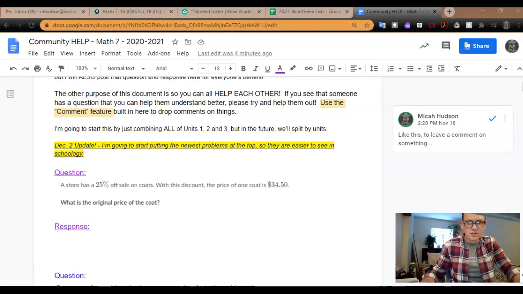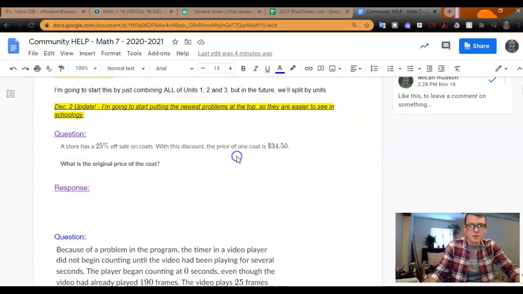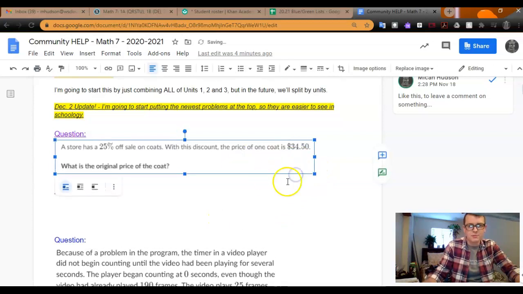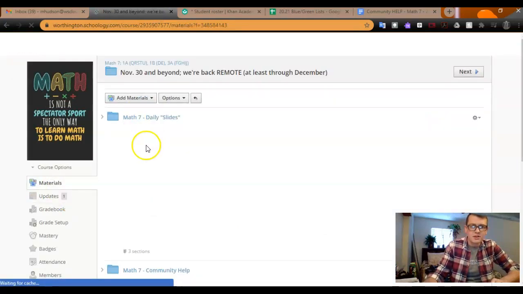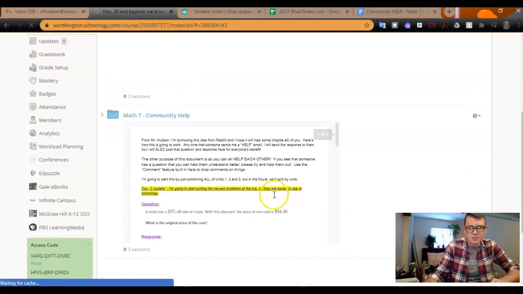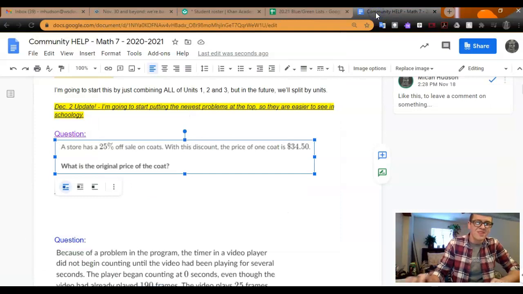So, we have a new help problem here. A store with 25% off on coats, and I wanted to remind everyone as we start this that as of today, new problems are going on top of the community help. We'll talk in class about whether we want to keep that or do older problems on top. I thought that would help so that when we go to Schoology and follow our way in here, we can see the newest problems right here, even from the embedded link.